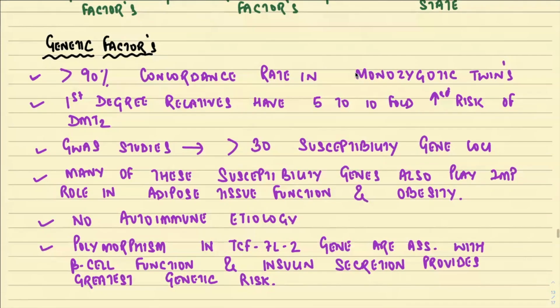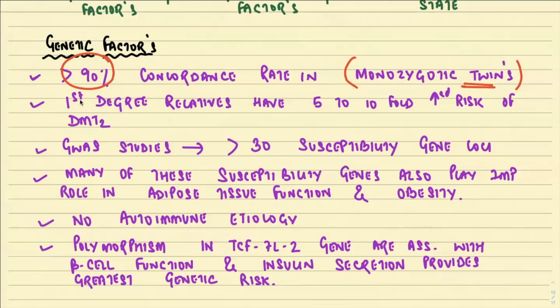Now, how are we saying that genetics has a role? No particular gene was seen to be affected, like in the case of type 1 diabetes mellitus, but over here, in the case of monozygotic twins, if one of the two had diabetes mellitus, the other one also had diabetes mellitus. So the concordance rate of development of diabetes was more than 90% in monozygotic twins. That means there is some genetic factor involved, that if one twin is affected, the other is also affected.